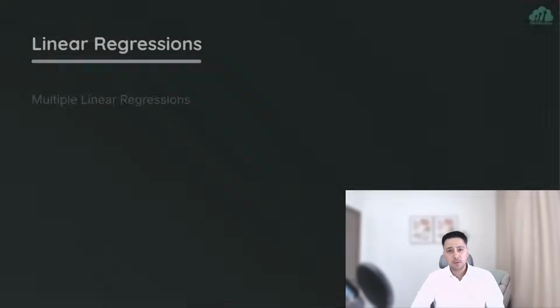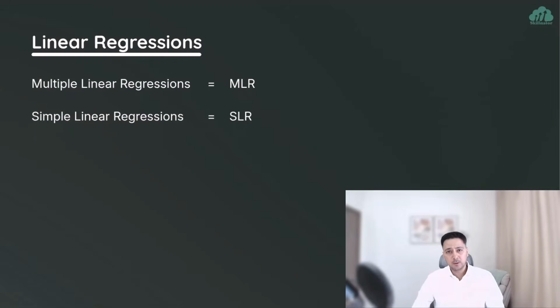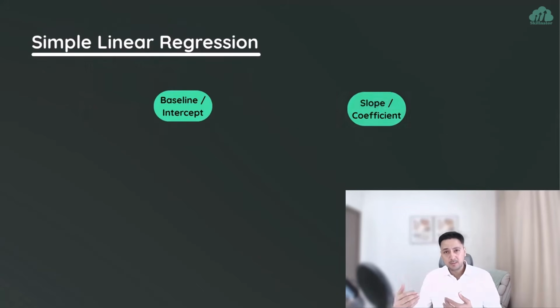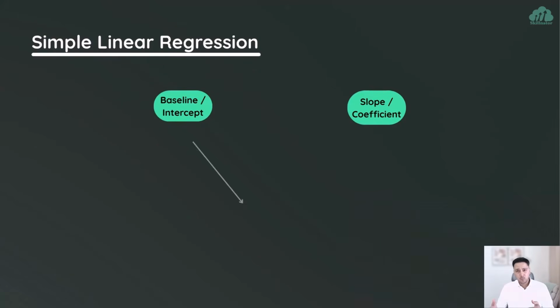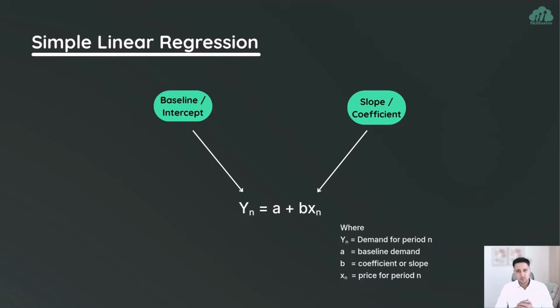For simplicity in the rest of this course, I'll call simple linear regression SLR and multiple linear regression MLR. Conceptually, MLR is not a brand new idea. It's an extension of what you've already learned. In SLR, we estimated an intercept or a baseline demand and a slope for the driver. And then we use the SLR equation to find the forecast for future periods.